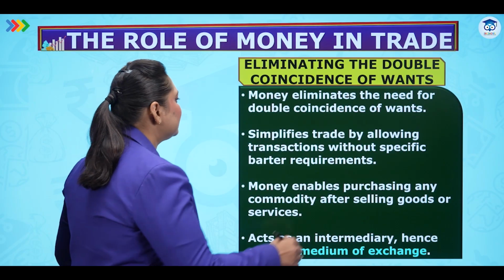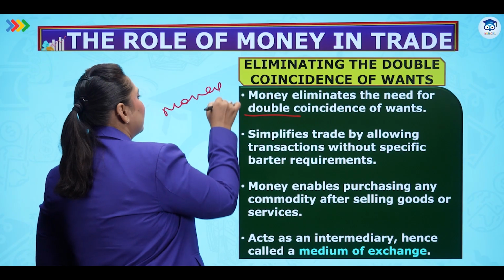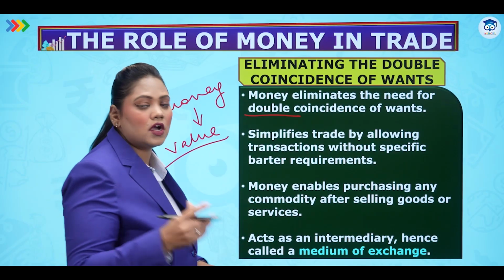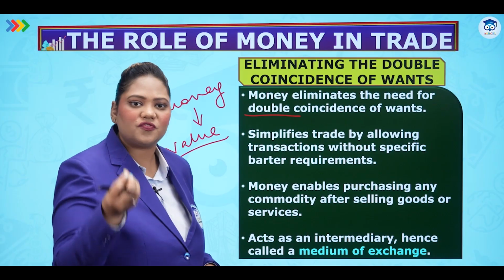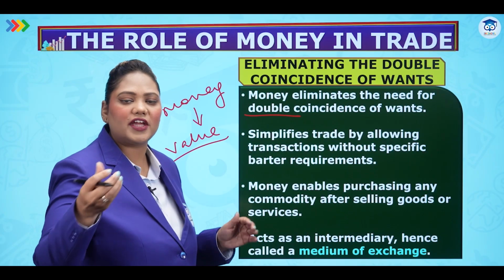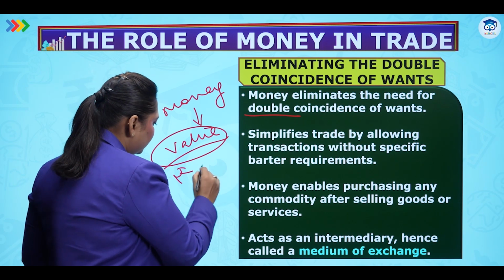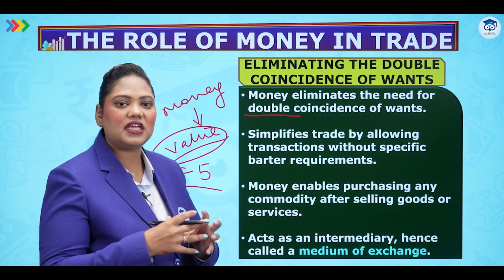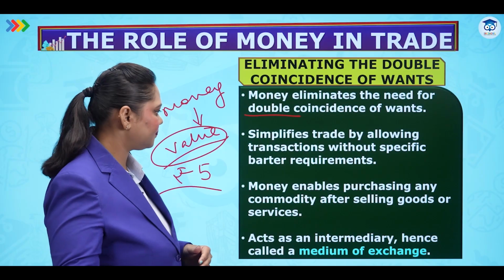What I'm trying to tell you is that double coincidence means in money, you get exact value. You get exact value means for rupees 5, I can get a small chocolate. But for rupees 5, I cannot get a very big chocolate. Why? Because the value of my money is only rupees 5. That makes it very easier to have one want and have one value of money.